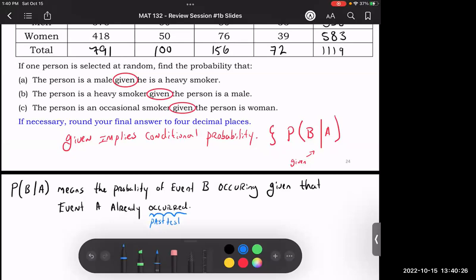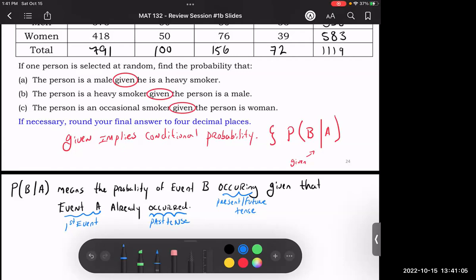So that tells us that event A is the first event. The occurring is present or future tense. So that tells us that event B is our second event. Okay, so we're computing the probability of the second event, given that the first event already occurred.